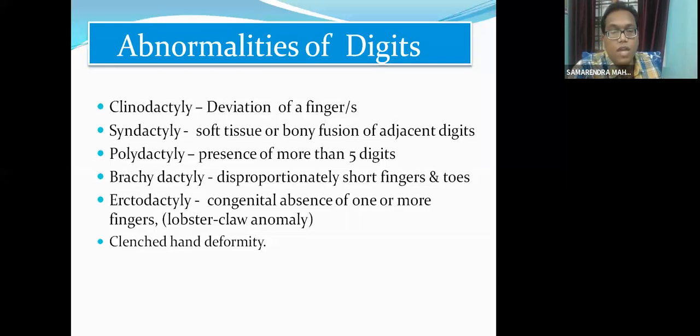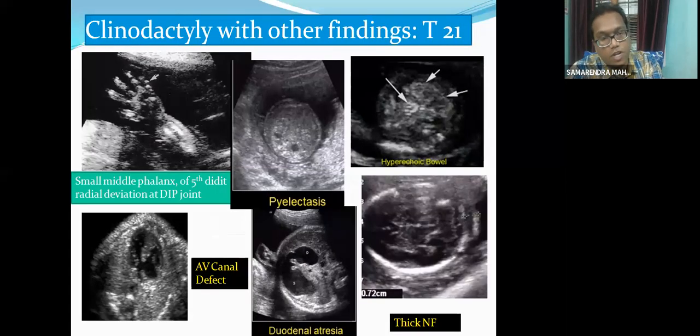So now coming to the abnormalities, which include clinodactyly, the deviation of a finger or fingers; syndactyly, fusion of the soft tissue or bony part of adjacent digits; polydactyly, presence of supernumerary digits, more than 5; brachydactyly, disproportionately short fingers and toes; ectrodactyly, the congenital absence of one or more fingers, causing a cleft in the hand or the leg; and clenched hand deformity.